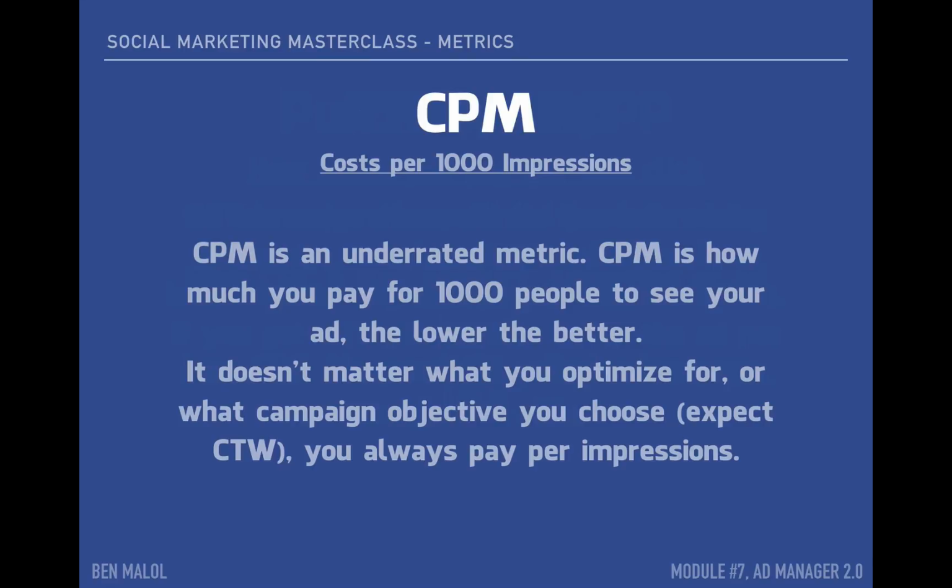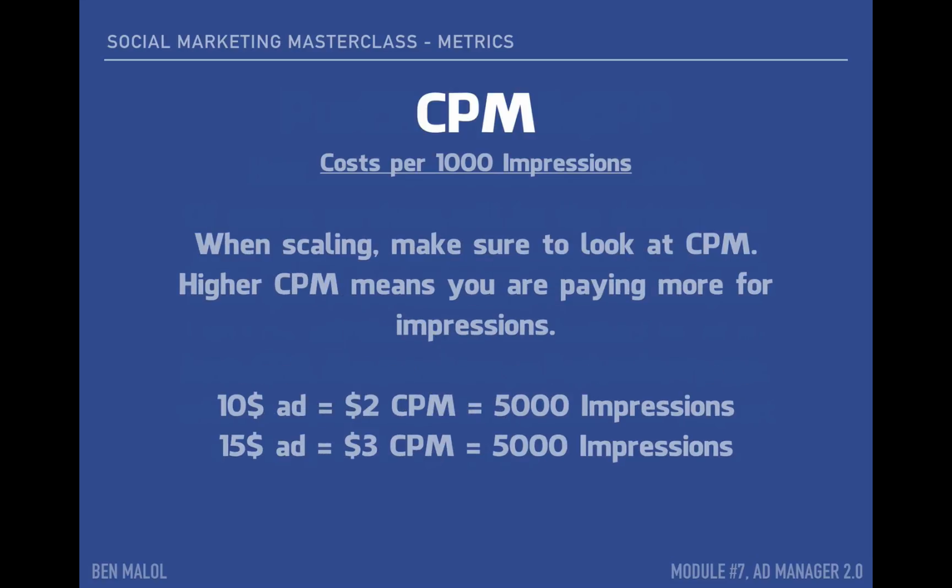That's why it's important to notice the CPM, because the CPM is actually the determining factor of all your ads. Now, I won't say that it's more important than purchase, but it's related. Everything is related to CPM. Let me explain. When you scale, you want to make sure to look at CPM, because higher CPM means you're paying more for impressions, right? So if you have a $10 ad with a $2 CPM, you're paying $2 for 1,000 impressions, so 10 divided by 2, that's 5,000 impressions. Simple math. For $10 with a $2 CPM, your ad is being shown 5,000 times.